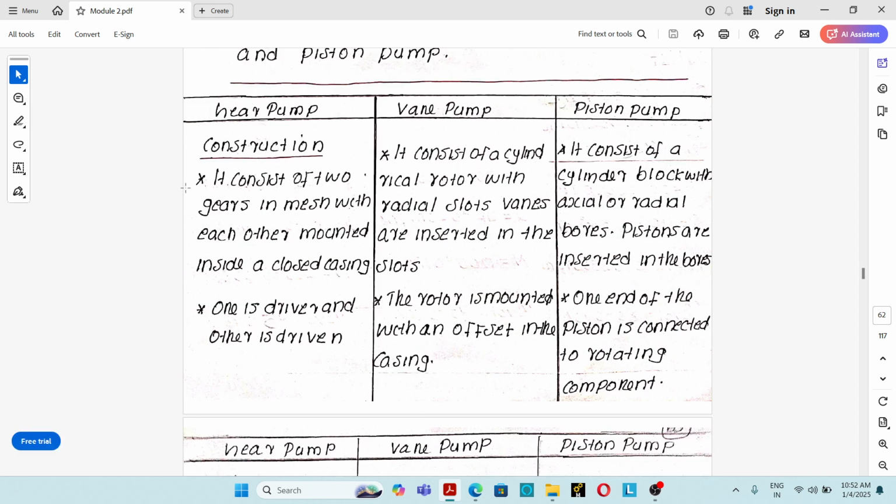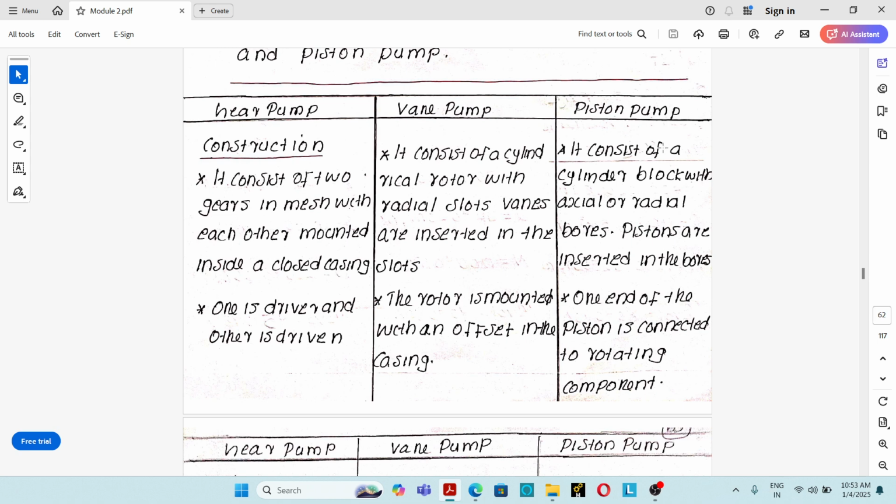First one, based on construction. The gear pump consists of 2 gears in mesh with each other mounted inside a closed casing. One is the driver and the other is the driven gear. So this point is regarding the gear pump. The vane pump consists of a cylindrical rotor with radial slots. Vanes are inserted in the slots. The rotor is mounted with an offset in the casing.